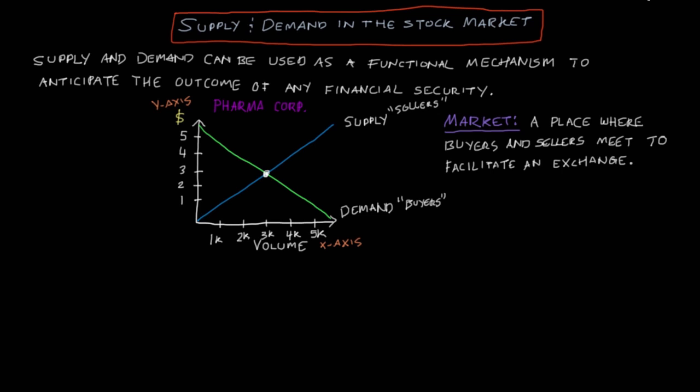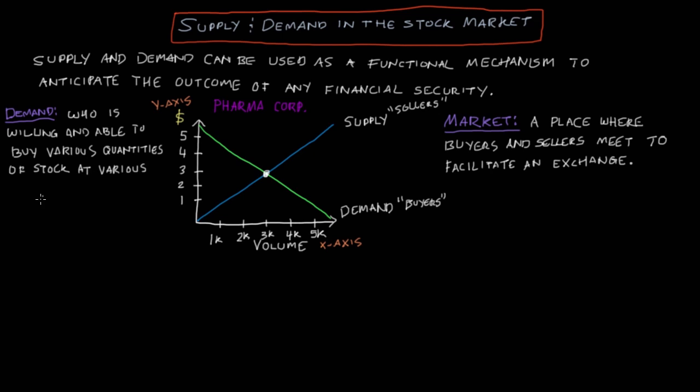In layman's terms, demand for this example are the buyers in the stock market, and think of it as buyers who are demanding, quote unquote, demanding stock, okay? And demand tells us who is willing and able to buy various quantities of stock at various possible prices. And we can display this visually on the graph by drawing what is called a demand schedule, or more commonly, a demand curve. The reason we call it a demand schedule is because we can list each point on the line in a table or schedule.